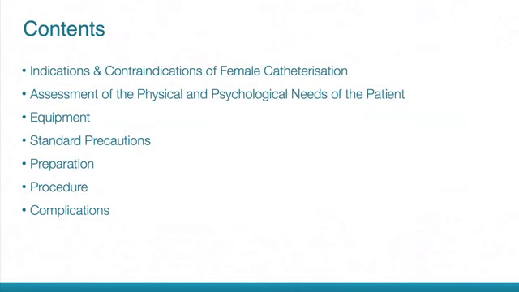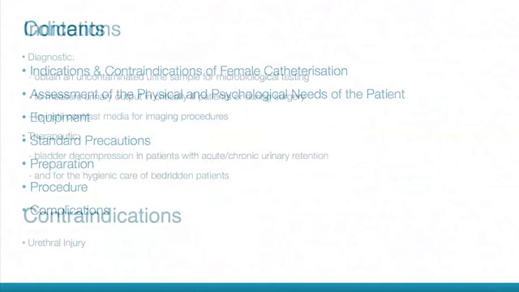We start with an overview of the indications and contraindications of urinary catheterization, assessment of the physical and psychological needs of the patient, choosing the correct equipment, and standard precautions. The procedure for insertion of a female urinary catheter is illustrated fully, and some of the possible complications are described.